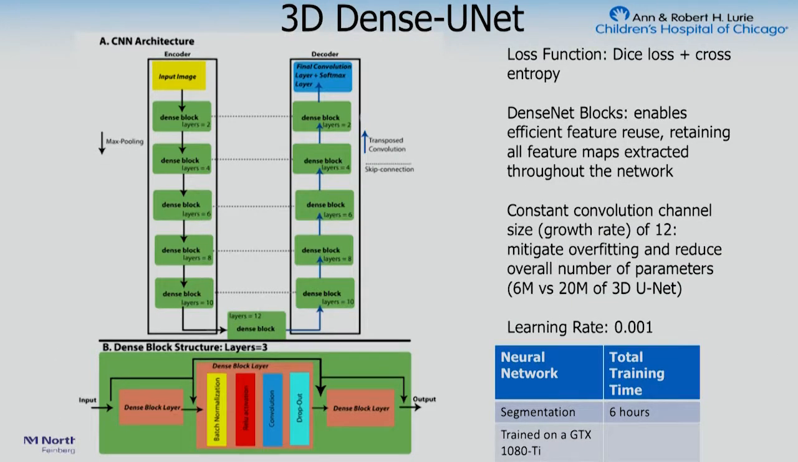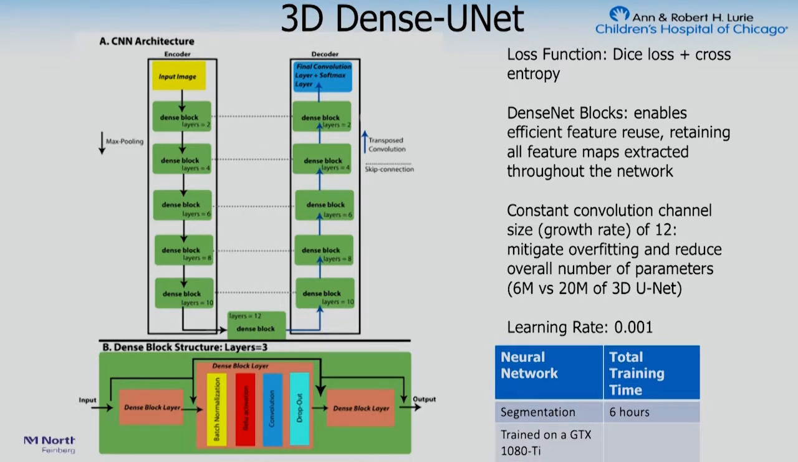The convolutional neural network used, as described previously, is a 3D UNet network with dense-net blocks replacing the original convolution layers. The dense-net blocks featured a constant convolution channel size of 12, reducing the overall number of parameters and mitigating overfitting by controlling the growth of the feature maps across the network. Additionally, the dense-net blocks concatenated all prior feature maps for use as inputs for subsequent layers, ensuring efficient feature reuse, as shown in Part B of the figure.